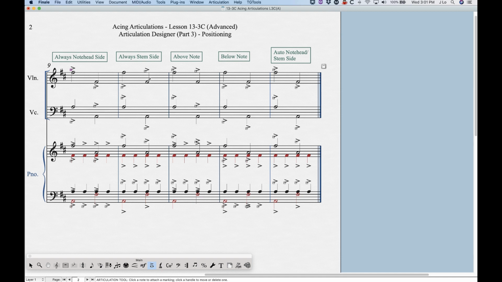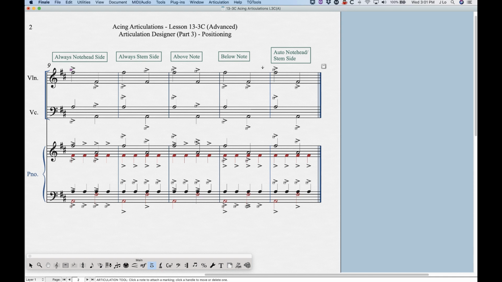Always stem side does the opposite. It will place it on the stem side no matter which way the stems are going, no matter what this layer situation is, we'll always place it on the stem side. Above note, in this case, it doesn't matter which way the stem goes, the accent will always go above the note. Sometimes it'll be on the note head side, sometimes it'll be on the stem side, right? And you can see what that does to the layers situation here too. They all get put above, and there's lots of conflict, so that's not good for the accent anyway. And then finally, below note, same deal. Whether the stem is below or the note head is below, the accent will always go below. And then the same deal with the layers here, right?